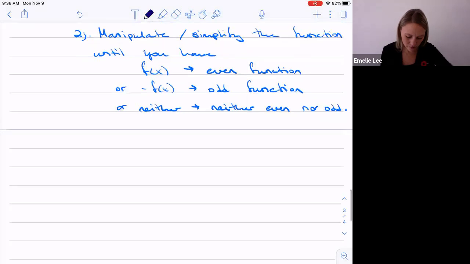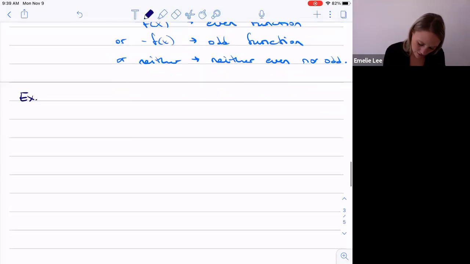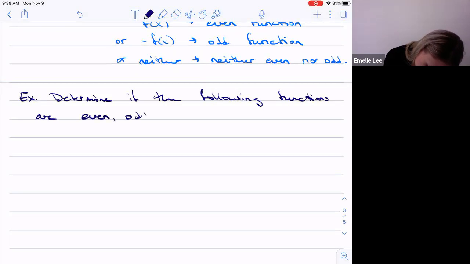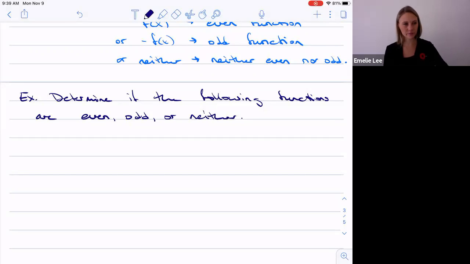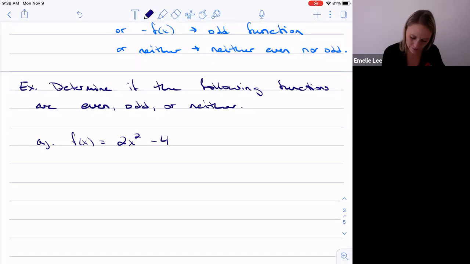Okay, so let's do some examples. Determine if the following functions are even, odd, or neither. Okay, so the first one we're going to do is f of x equals 2x squared minus 4.